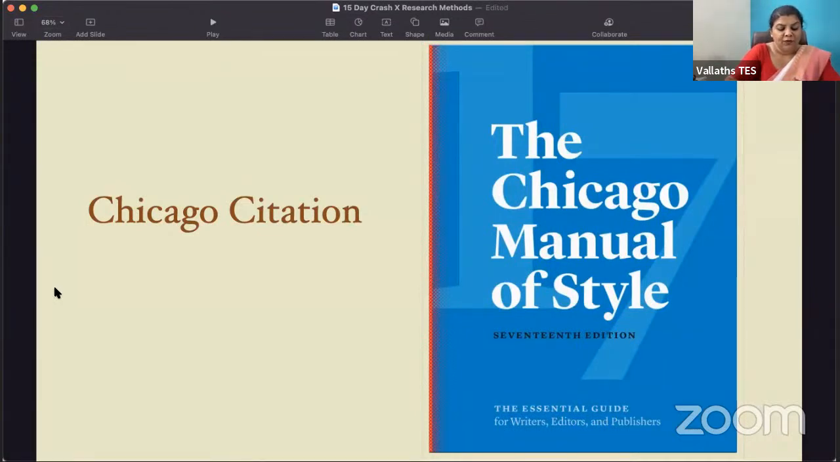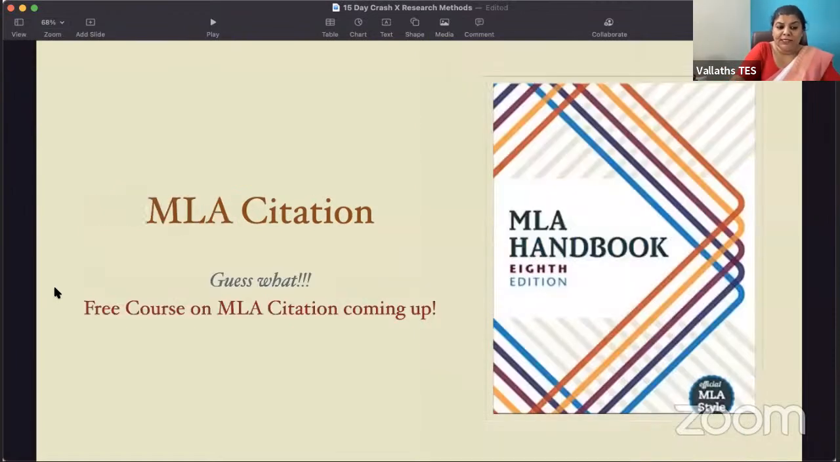And then we have our MLA citation. MLA is the important citation for English literature students. Modern Language Association. Guess what? Free course on MLA citation coming up. Okay, will you attend that course? The MLA handbook is providing guidelines for researchers of language and literature.